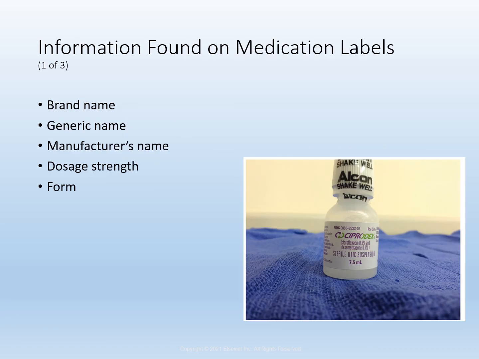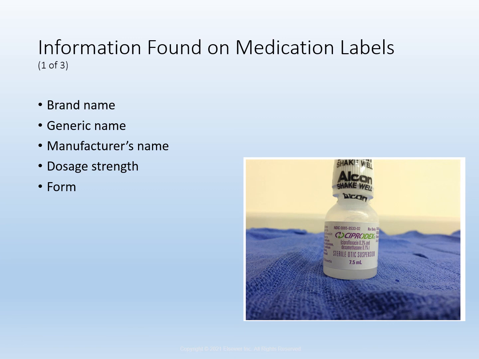So when we're looking at labels, which we're going to look at a bunch together in class to help you decipher what everything is, you're going to find a bunch of different items on there. Usually these items here are going to be pretty prominent on the medication label: the brand name, generic name, manufacturer's name, the dosage strength, and the form. All of those should be pretty easy to find.